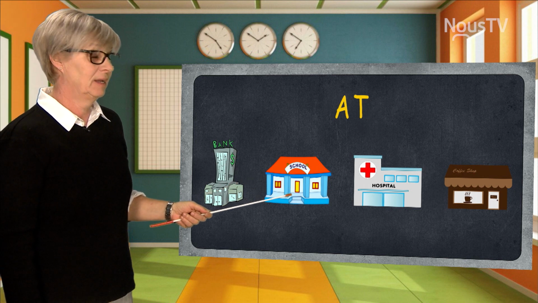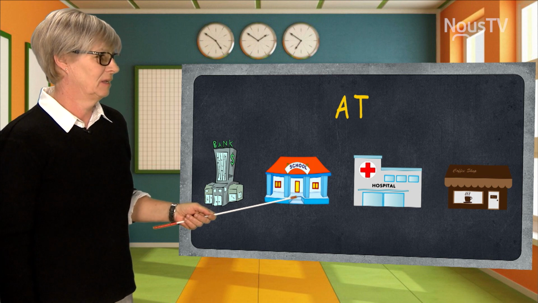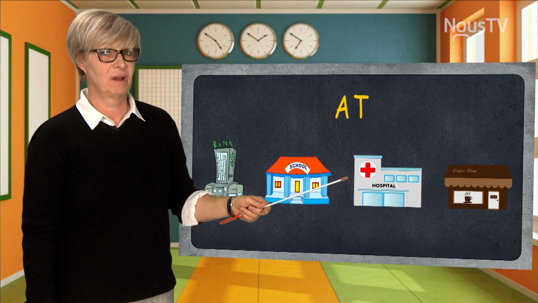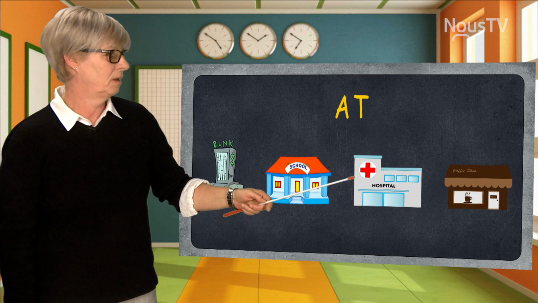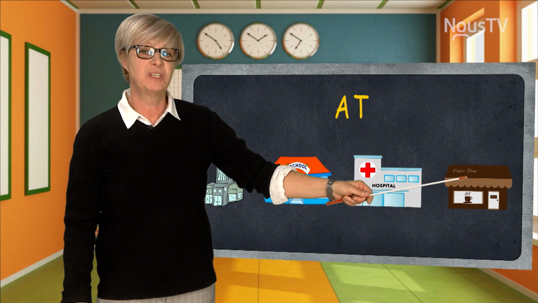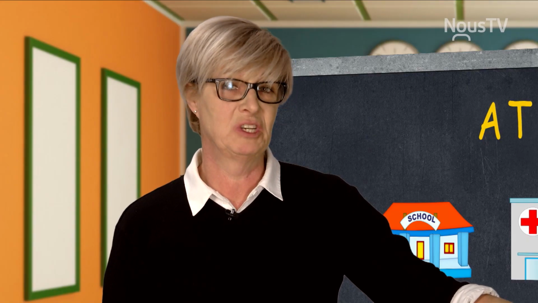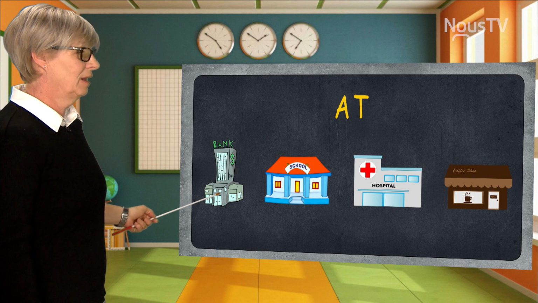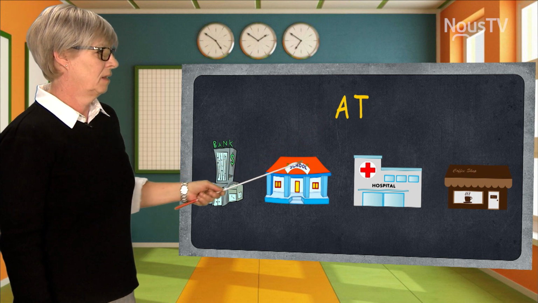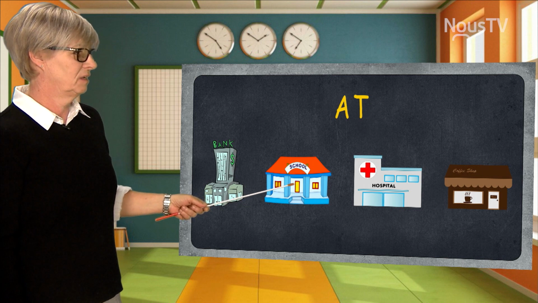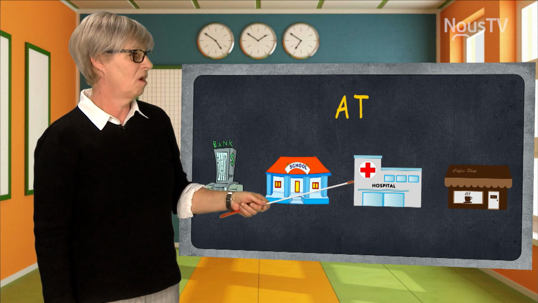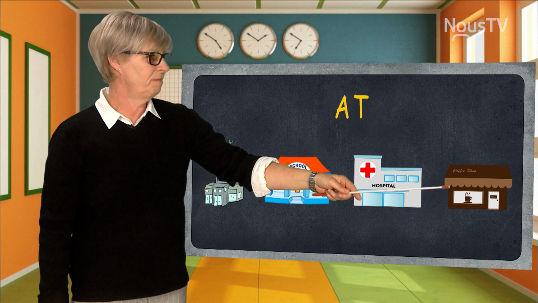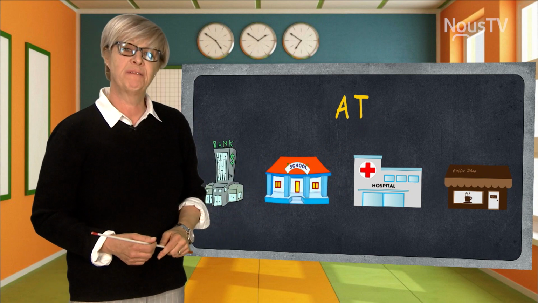At school. It is at school that you learn how to speak English. At the hospital. When you are sick, where do you go? You go to the hospital. This is a coffee shop. There is coffee at the coffee shop, or tea. So one more time. At the bank is where they keep your money. At school is where you learn English. At the hospital, there are doctors. At the coffee shop, you go with a friend to have coffee.